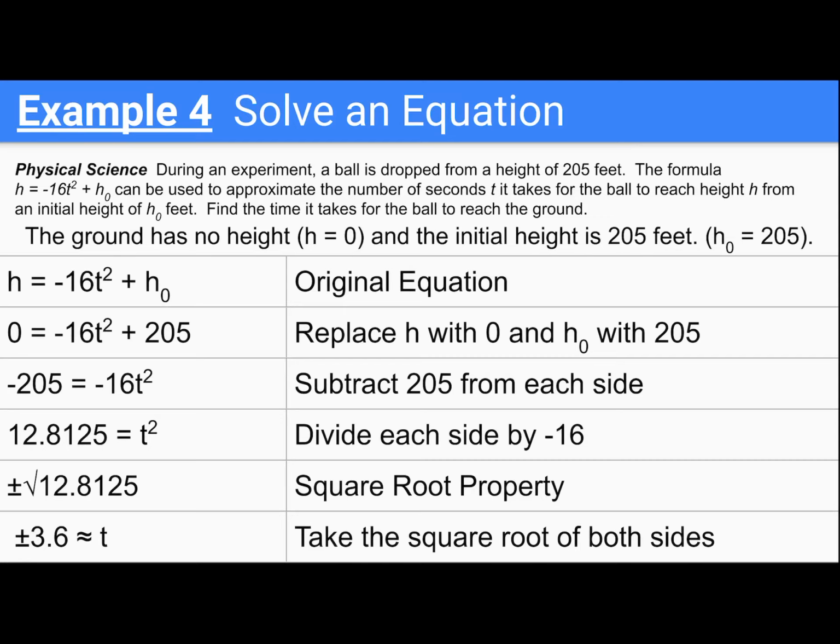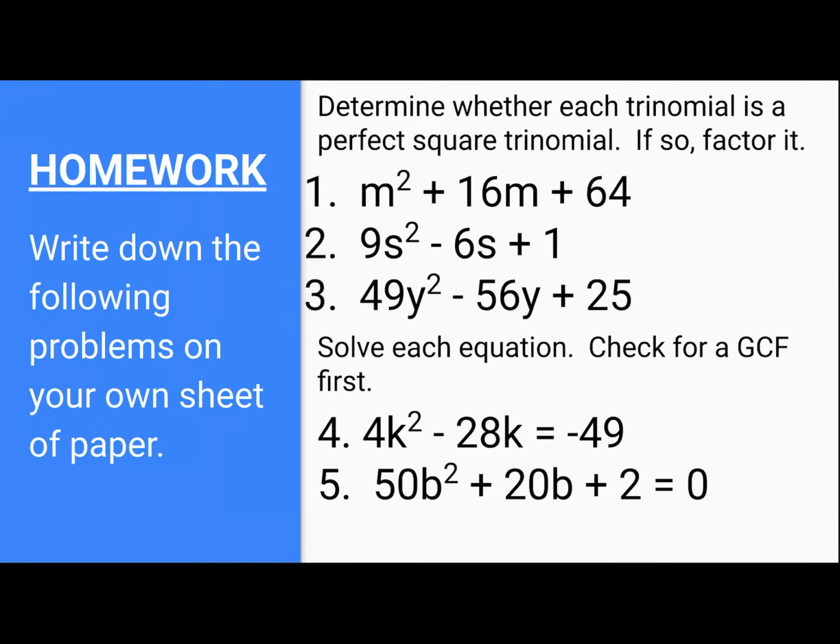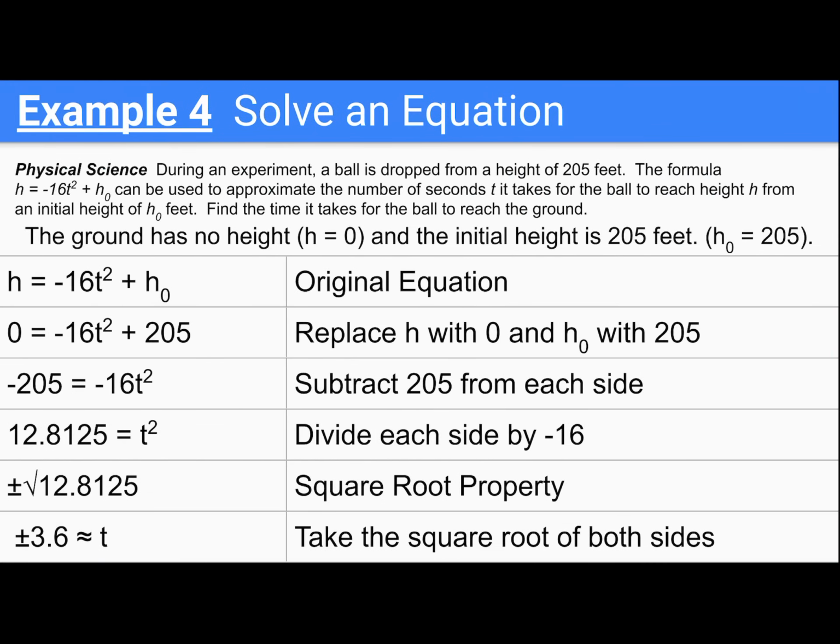Notice it doesn't say it equals t, it is approximately t. But now we have to think about the context of this problem. It is talking about height and time. So here it's telling us that 3.6 seconds or negative 3.6 seconds to reach the ground. So obviously you can't have negative time. In the context of this problem, you will only have one root, which is approximately 3.6, just because you can't have negative time.